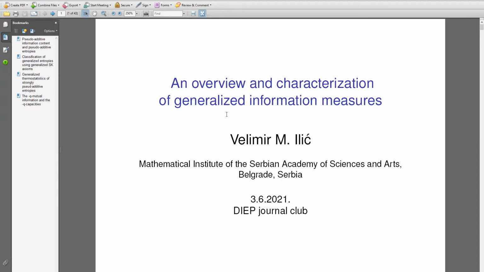So, as you announced, today's talk will be about generalized information measures. I put it like an overview and characterization. By an overview, I mean to present you not all, but the majority of generalized information measures, particularly generalized entropies that were considered before in statistical physics and information theory. And by characterization, I mean setting up the axioms for quantification of these measures and for establishment of their uniqueness.